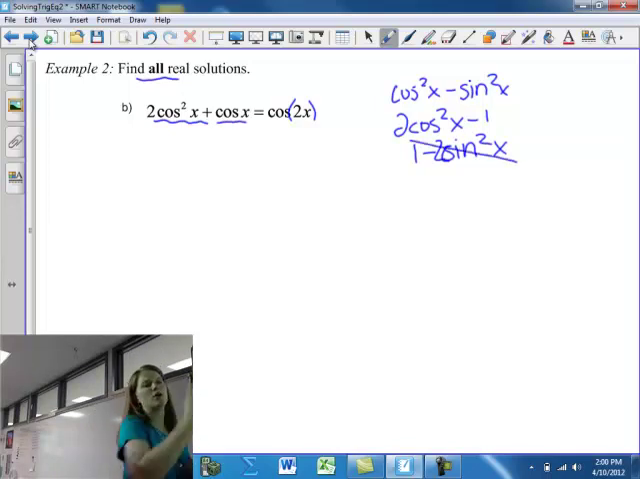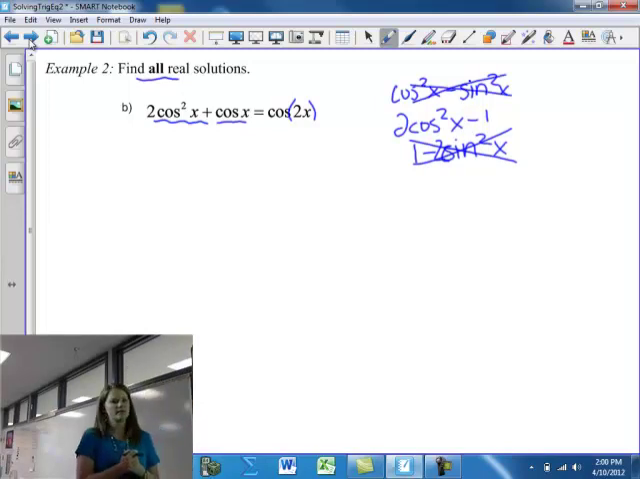Okay, so if we look at our problem and realize that these are all cosines, then I probably don't want to deal with the first identity at all. I don't want to bring in extra trig functions that I don't already have.